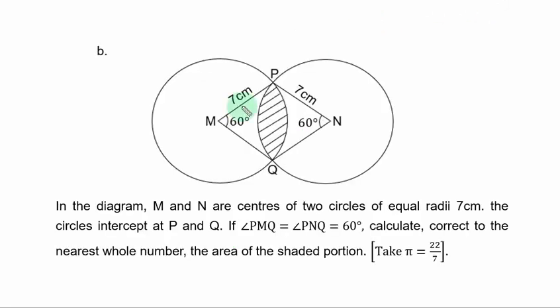Question 10b. In the diagram, M and N are centers of the two circles of equal radii 7 cm. The circles intersect at P and Q. If angle PMQ is equal to angle PNQ and is equal to 60 degrees, calculate correct to the nearest whole number the area of the shaded portion.